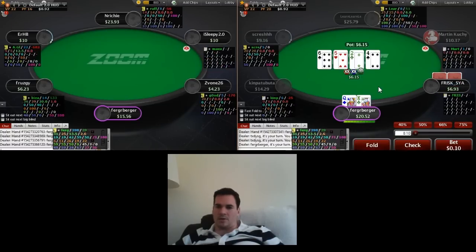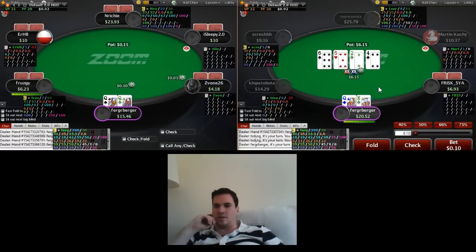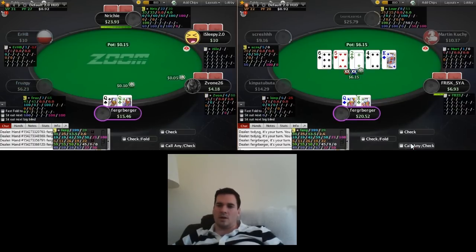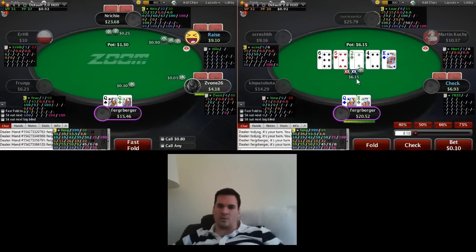He snap calls us here, so I'm thinking there's a pretty decent chance he's going to have some sort of middling pocket pair, like pocket sevens, pocket eights. We're just going to check it back here. We bink the king, which is really nice. If he leads out here, we're going to have a decision, though. When he checks it, we've got an easy bet on our hands.